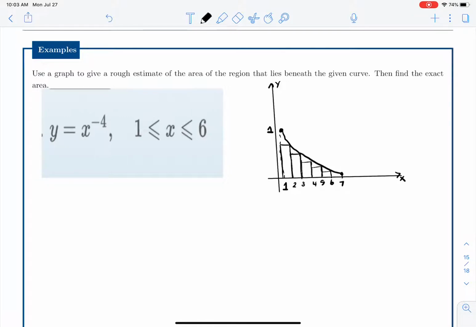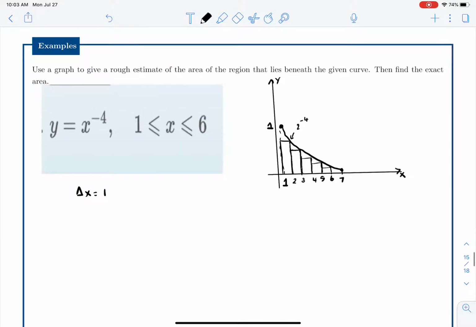And that would be it. So those are my 6 rectangles, or 5 of them that I have. So I'm going to look at the width, which is simply 1. Have to evaluate those points. That would be 2 raised negative 4, 3 raised negative 4, 4 raised negative 4, 5 raised negative 4, 6 raised negative 4. I'm simply plugging in the values.